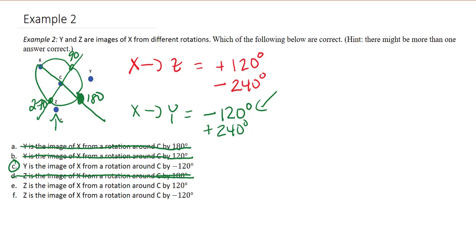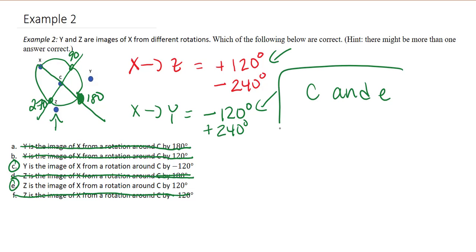Now Z is the image of x from a rotation around C by 120 degrees. Notice it's positive, and we also thought it should be positive, so E would be correct, because we can just go ahead and look at C not being negative 120 degrees. So we would say C and E are the correct answers.